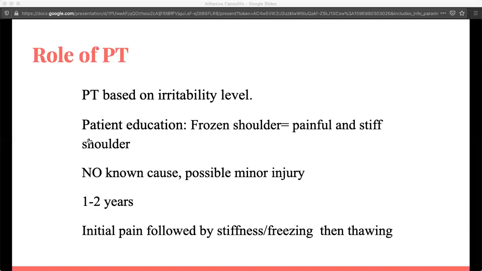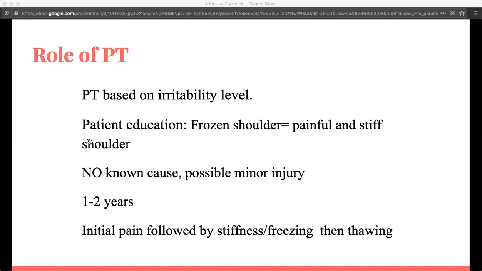The first question your patient will ask you: if it's going to get better anyway, why do I need therapy? Why do I need to come see you? What is your role? How can you help me? It's going to get better anyway, right? Like you said, why should I come see you?